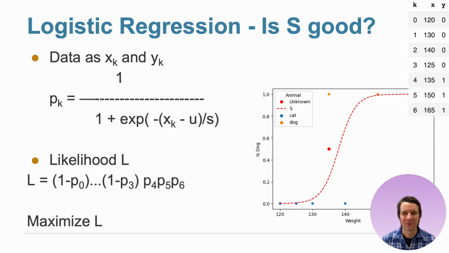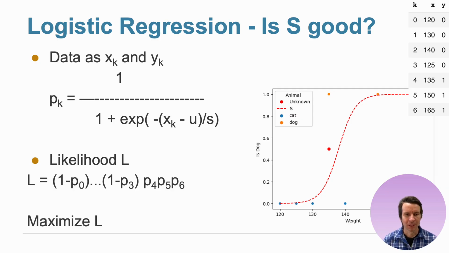So how can you tell if the S-shaped curve is good or not? I have some data, xk and yk, they are over on the right. So you can see, right? And what I would like is that if the answer is 1, then I would like to have pk to be large, and if the answer is 0, then I would like to have pk small, right?